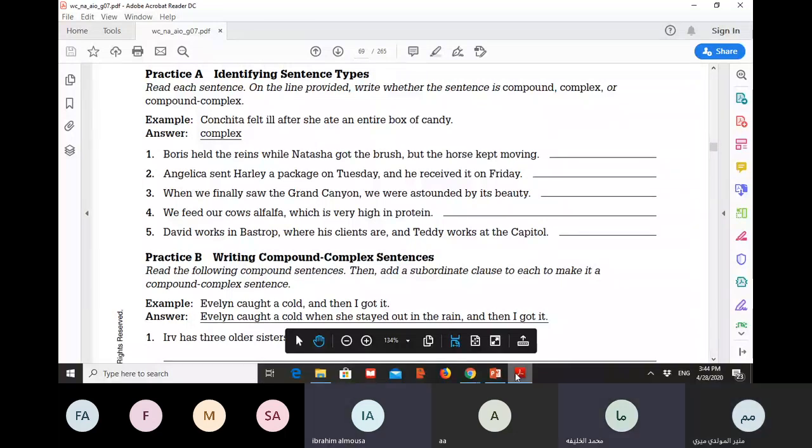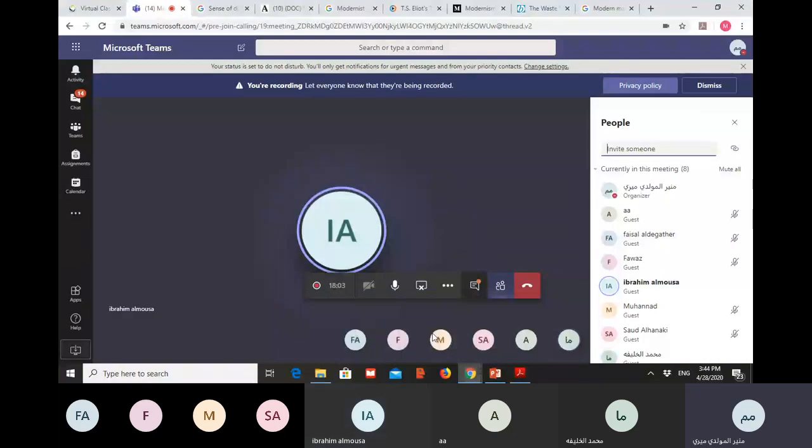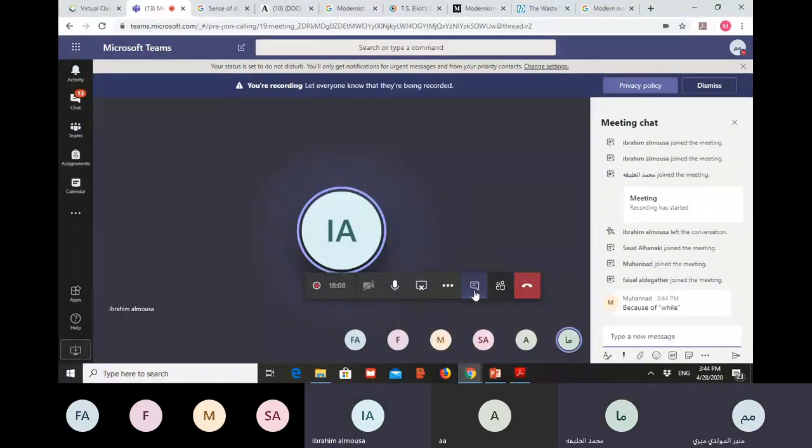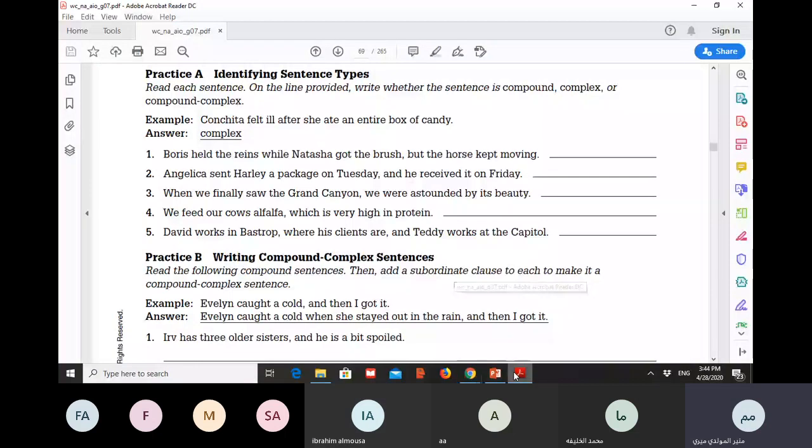Mohanna says "because of while." Yeah, I have been looking at his answer. Because of while. Excellent. Because of the subordinating conjunction while. So here, this part, "while Natasha got the brush," is a subordinate clause introduced by the subordinating conjunction while. That's why it is complex. And this part is compound, so it is a compound complex sentence. Very good, Mohanna.